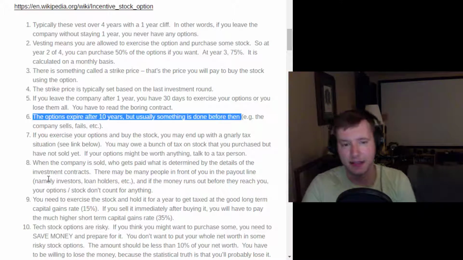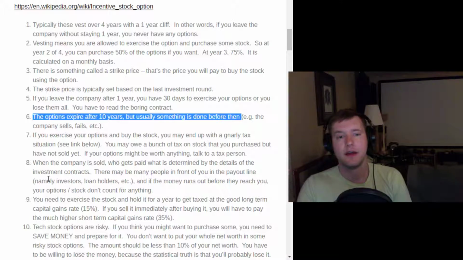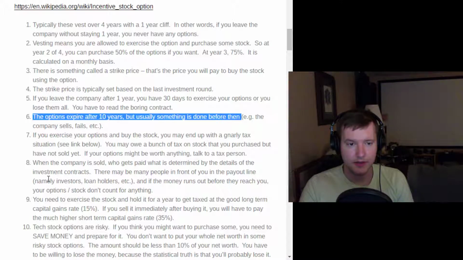If the company has a lot of debt, that debt has to be paid off before you can get any money, oftentimes. And so therefore, if the company is deeply in debt, your options are not going to get you any money in the case of an exit.